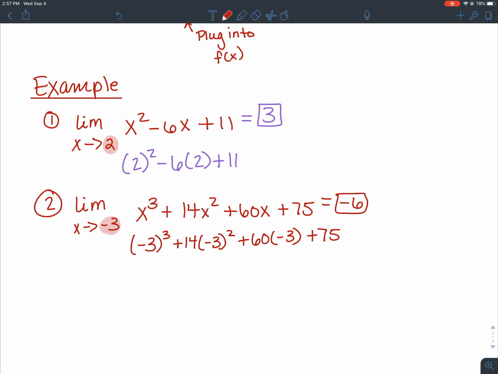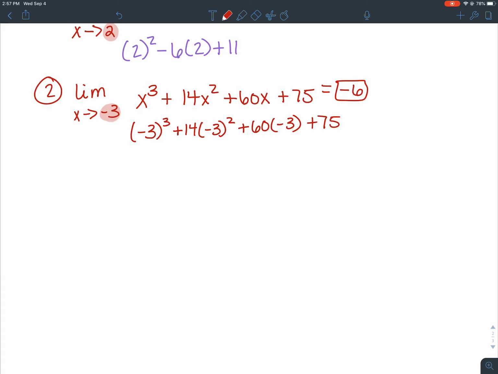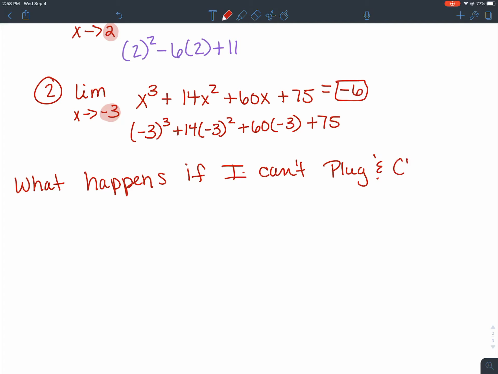Yay. All right, but what happens if I can't just plug it in? And I call that plug and chug, so you might hear that a lot. So what happens if I can't plug in? So we're going to write that. What happens if I can't plug and chug?